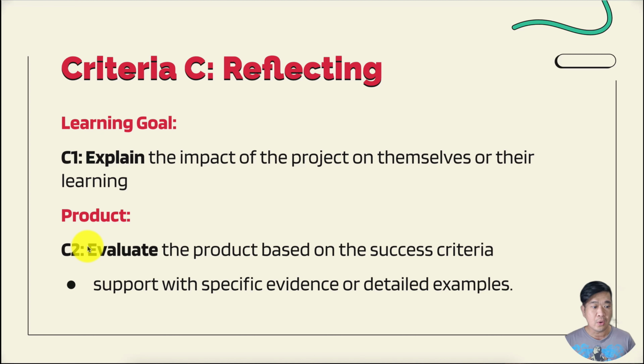That is going to be the C2, evaluating the product based on the success criteria that you have created. You have to go back to your success criteria, tick the box if you were able to meet the goals that you have created previously. You also need to support your evidence and give your examples for both your learning goal and your product. So let's continue.